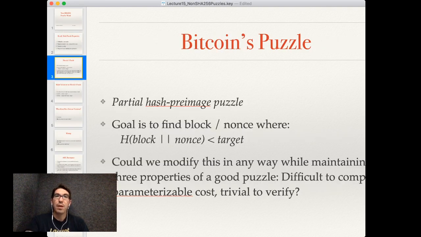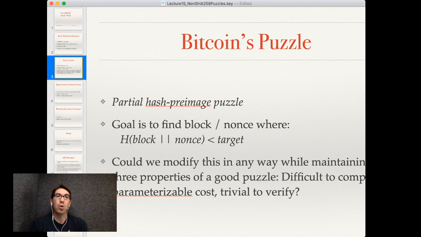So, if you remember, Bitcoin's puzzle is, as I mentioned earlier, a partial hash pre-image puzzle. The goal is to find a value such that if we take some hash function h of the block and some nonce, it is less than the target, which is why if you look at Bitcoin block hashes, you'll see they start with lots of zeros. They're trying to create something that's lower than a target so that it'll start with a lot of zeros, as it's very small.